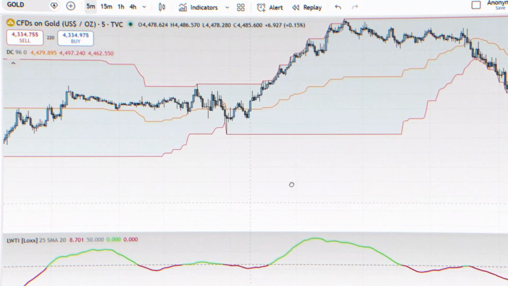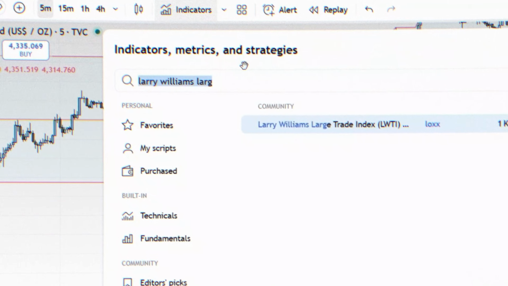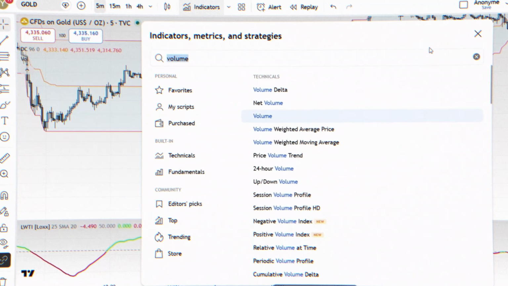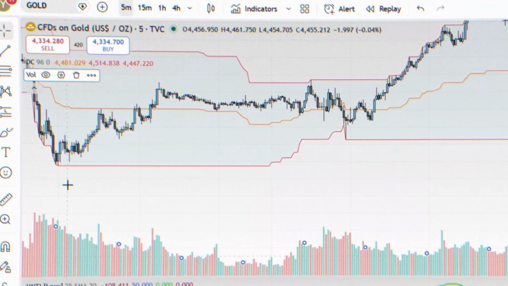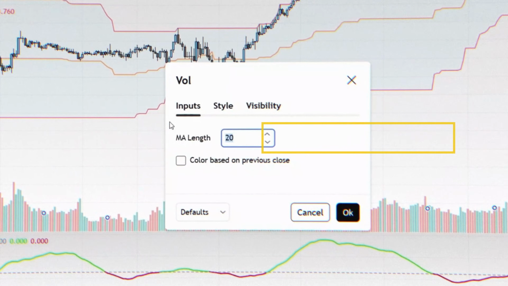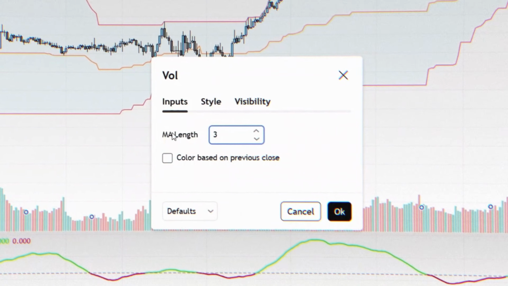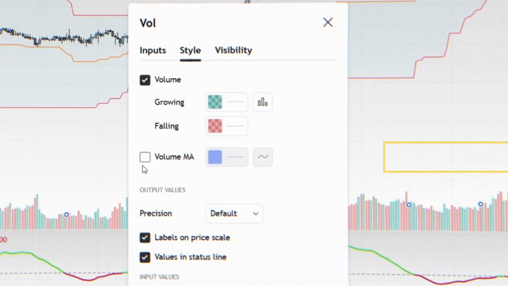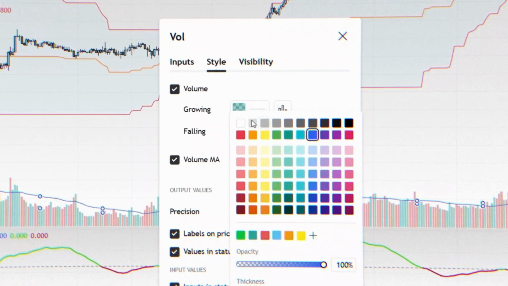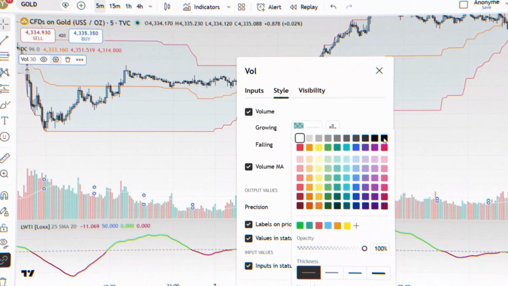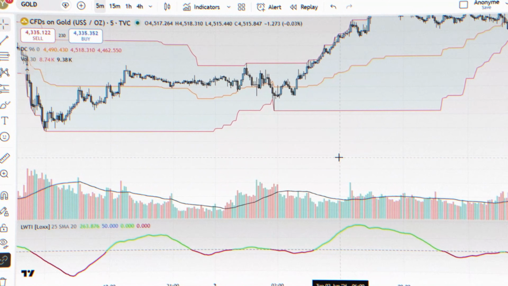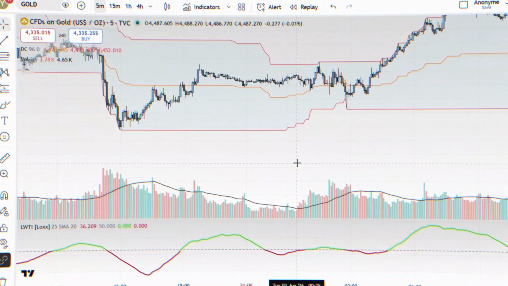Second, we are going to add a standard volume indicator, but with a crucial twist. Go into the volume settings and change the moving average length to 30. In the Style tab, enable the volume moving average and turn the line white. This moving average acts as our structural baseline, proving whether a breakout has genuine market participation or if it is just an algorithmic trap.